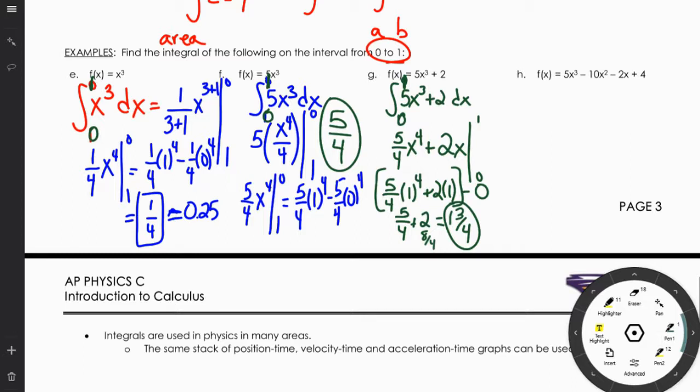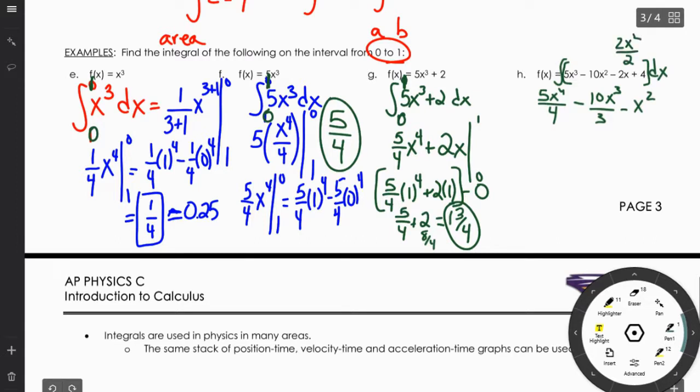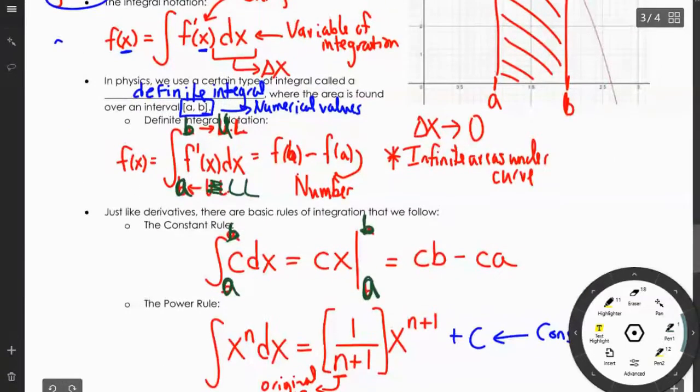Okay. Now we got a little bit longer, and this is where I'm just going to kind of shorten my work here. I'm going to take the integral of this whole thing. So we're going to get that 5x to the 4th, okay, minus, now squared becomes cubed, right? So I'm going to have 10x cubed over 3, because I got 1/3 x cubed is the integral of x squared. And then I'm going to have minus x squared, because this becomes 2x squared over 2, right? Well, those cancel out, leaving just x squared. And then I've got my constant, and I'm going to evaluate that from 0 to 1.